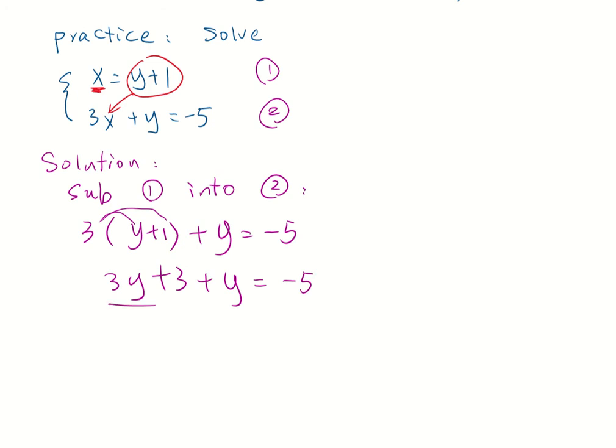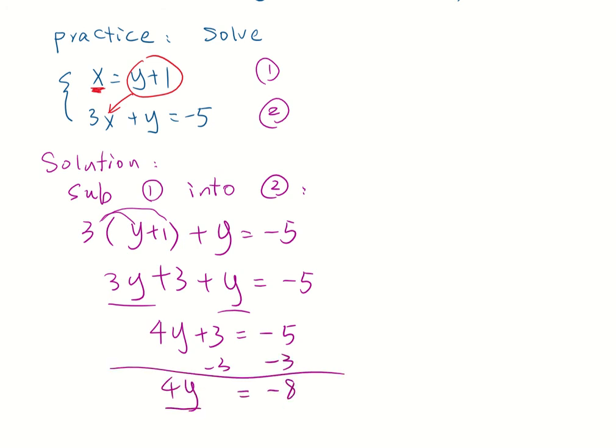Combine like terms. 4y plus 3 equals negative 5. Move the 3 to the other side. 4y equals negative 8. Divide both sides by 4. So y is negative 2. That's one solution, well, one of the ordered pairs.